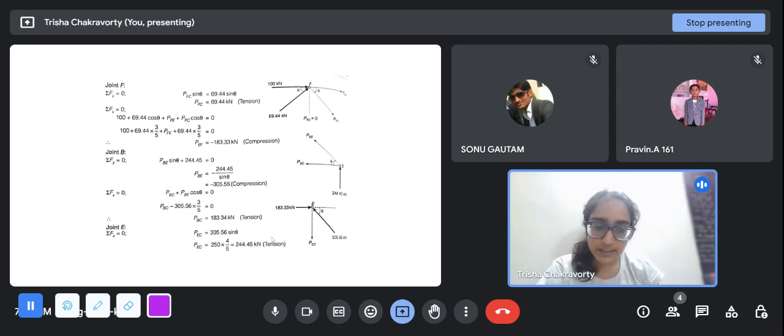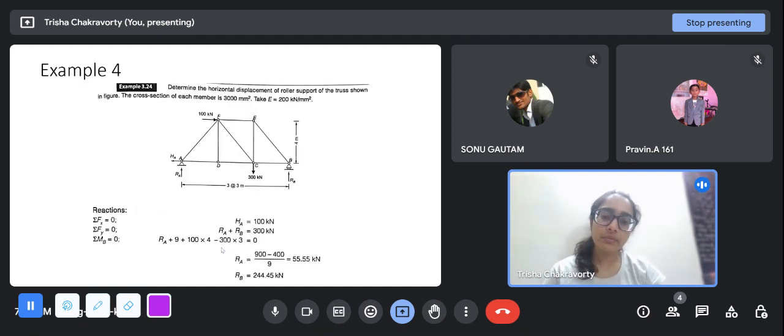I guess this will be sigma Fy equal to 0, because this is oriented on the y-axis. So PEC, its sine component will be along the y-axis, pointing upwards, and PEC by default we have taken away from the joint, so it is pointing downwards. So for PEC, we end up with a tensile force, 244.45 kilonewton.